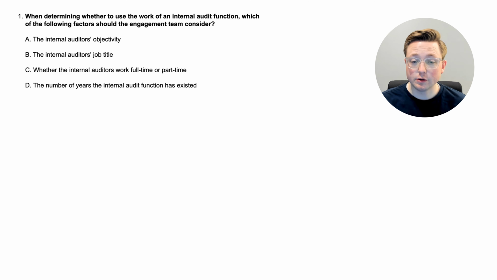When determining whether to use the work of an internal audit function, which of the following factors should the engagement team consider? Okay, let's walk through the options. Option A, the internal auditor's objectivity. Option B, the internal auditor's job title. Option C, whether the internal auditors work full-time or part-time. Or option D, the number of years the internal audit function has existed.